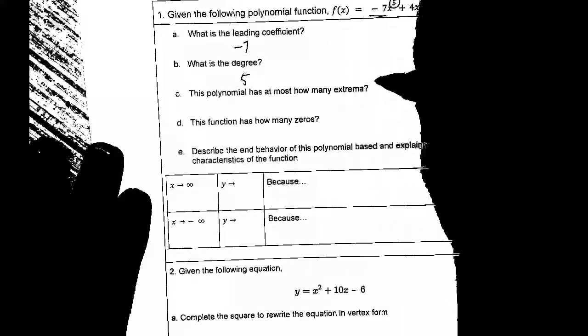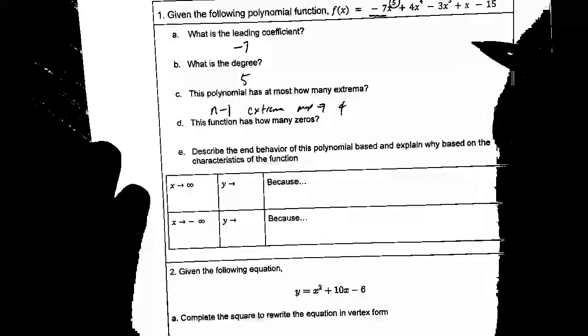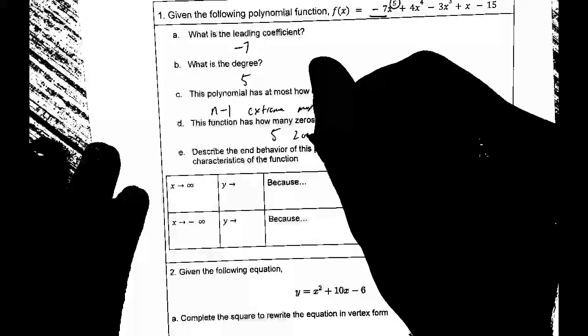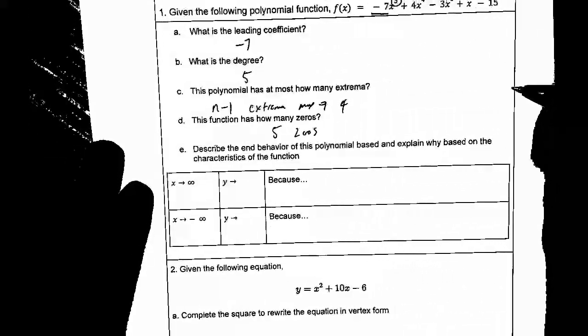It has at most how many extrema? There are n minus 1 extrema max, which means that there must be at most 4. And how many zeros does it have? It has 5 zeros.